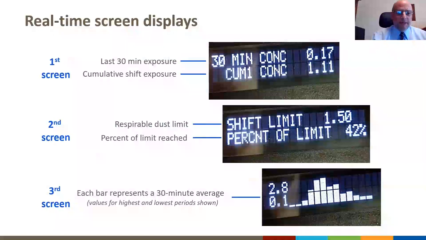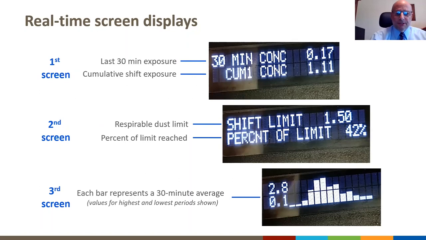The feedback that's provided to the miners on that display that I showed earlier, and there's multiple screens that they could look at. The first screen, shown on top, shows the last 30-minute running average concentration, and it also shows the cumulative shift exposure from the beginning of sampling to that point in the shift.